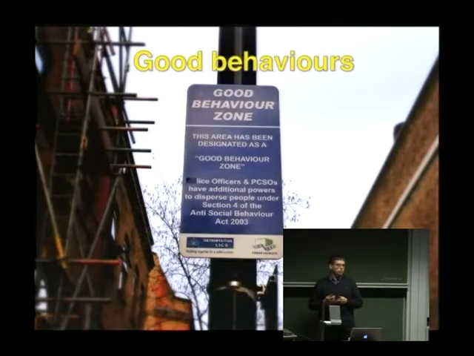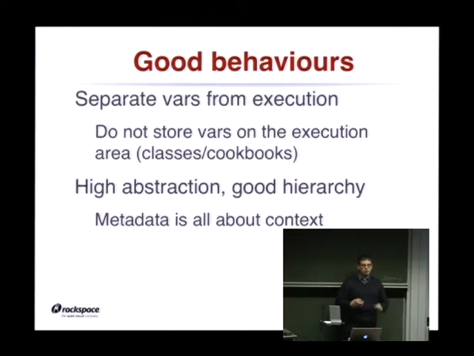So what good behaviors do we have? Because as there are bad behaviors, there are always good behaviors, right? For me, the most important behavior is to separate variables from execution. Your variables and your metadata are your brain, whereas the execution and the definitions are your muscle. So you shouldn't be merging your brain with your muscle, because that always creates trouble.